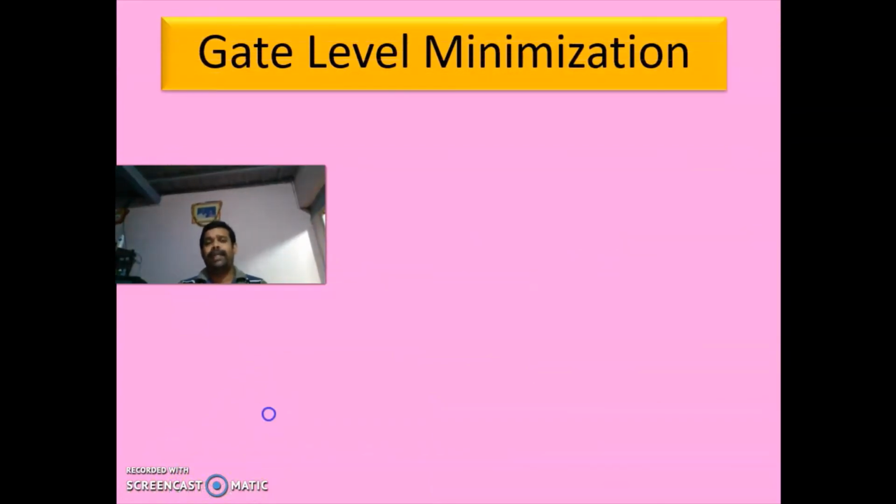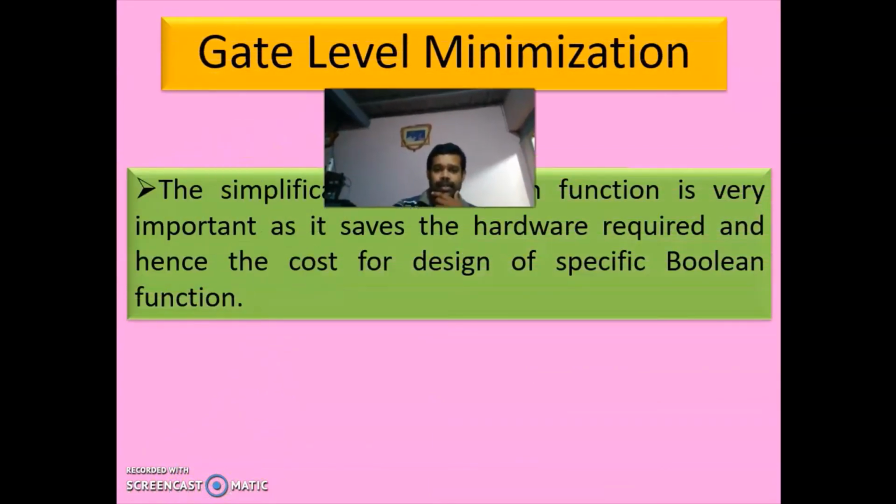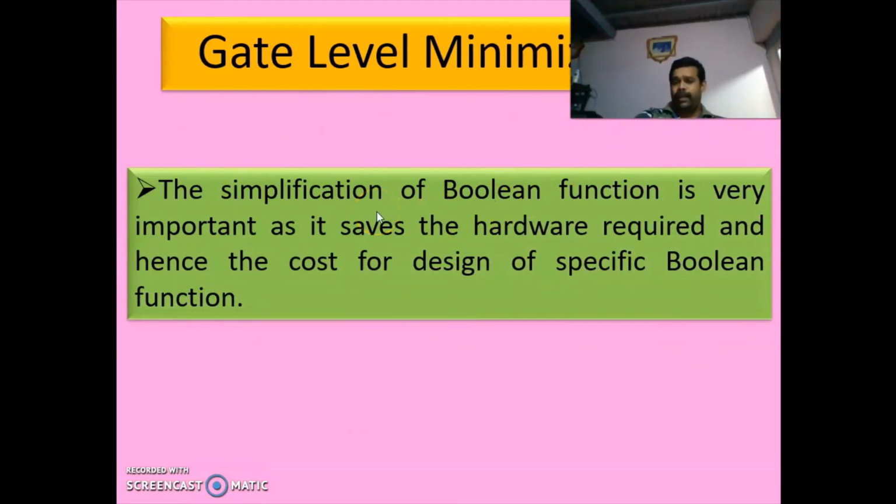Now we are going to study gate level minimization. In the previous classes, we have studied the simplification of Boolean function by using Boolean laws and theorems. We have reduced the Boolean function. So what is the use of reducing the Boolean function? The simplification of Boolean function is very important as it saves the hardware required.